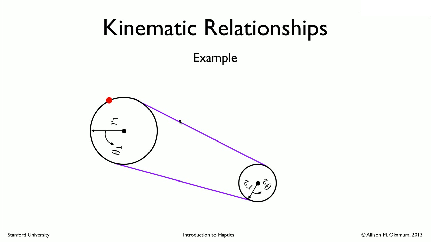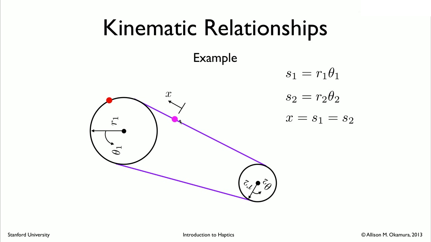Now let's look at the equations that can be used to describe the relationship between theta 1 and theta 2. So the first thing that we recognized is that the arc length of a point on the belt as it travels over the first pulley is going to be r1 times theta 1. Similarly, the arc length that would be traveled over the second pulley would be r2 times theta 2. But because the belt is just one belt and it's not stretchy, S1 has to equal S2.